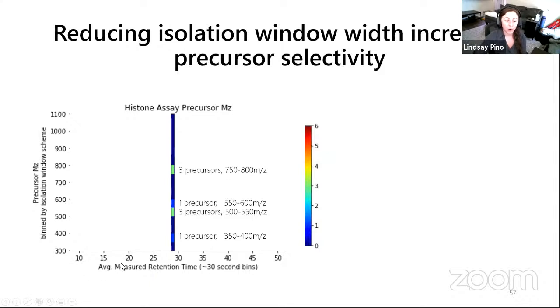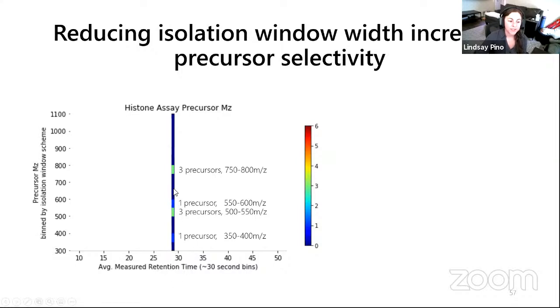So here I have the chromatography on the horizontal axis. This is the measured retention time for the histone PTMs in a standard PTM analysis. Then on the vertical axis, I have the precursor mass to charge of these histone PTMs, and I am binning them by the isolation window scheme. So using a previous method in the lab, we used 50 MZ wide windows, 50 mass to charge wide windows.